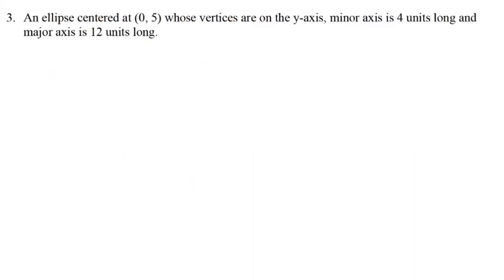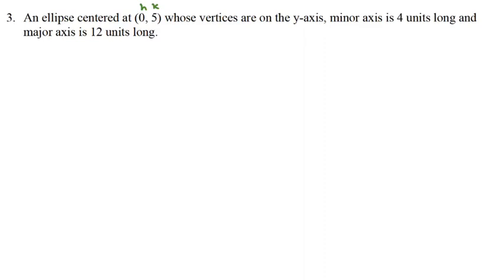All right, number 3, an ellipse centered at 0, 5, whose vertices are on the y-axis. The minor axis is 4 units long, and the major axis is 12 units long. So here's what I like to do. When I have ellipses and things like that, especially when the centers are not 0, 0, I like to sketch what's going on so I can get a better idea of what's happening.